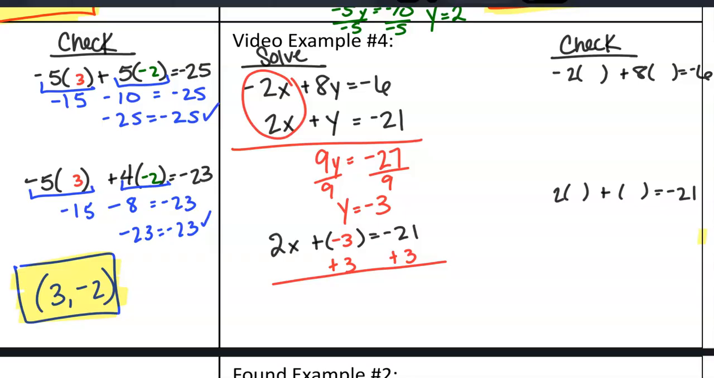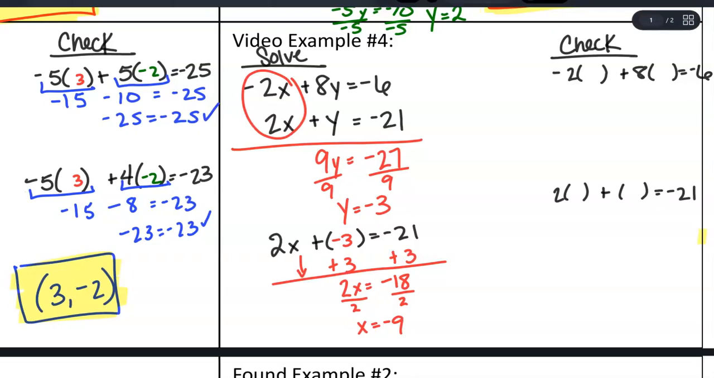I'm adding 3 because the 3 is negative, and we always want to make that 0. Bring that 2x down. Negative 21 plus 3 would be a negative 18. Opposite sign, subtract the number, keep the sign of the larger. Divide by 2, and x equals negative 9.